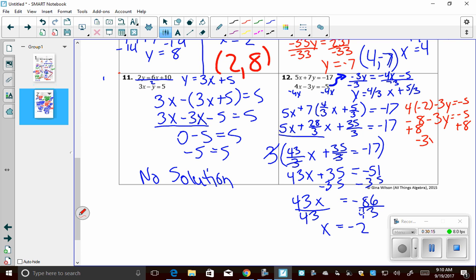So that I get negative 3y is equal to positive 3. Divide by negative 3, and you get y is equal to negative 1. So your final solution is going to be x, which is negative 2, comma your y, which is negative 1. And that is going to be your final answer.